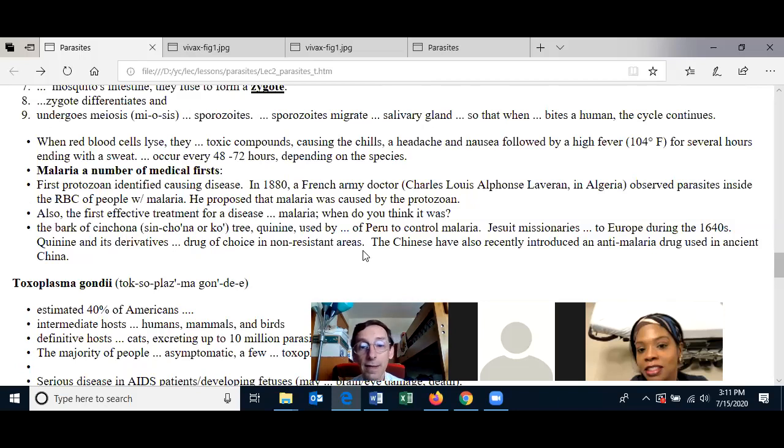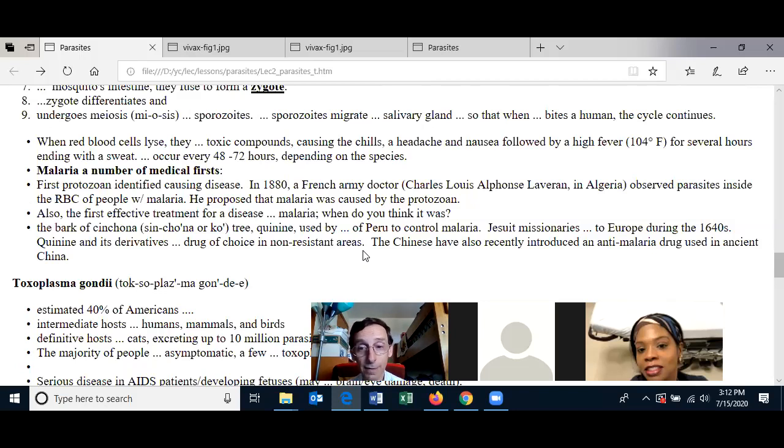And the Chinese have also recently introduced an anti-malaria drug, meaning it was, I think, in the 1960s and 70s, the Chinese said, you know, we got to find a better drug for treating malaria. Let's read through the Chinese literature and find if we can find something. And they found artemisinin, a drug which was an anti-malaria drug used in ancient China.